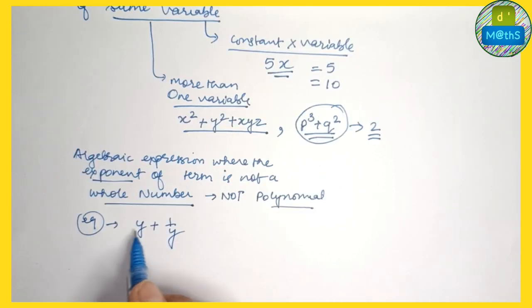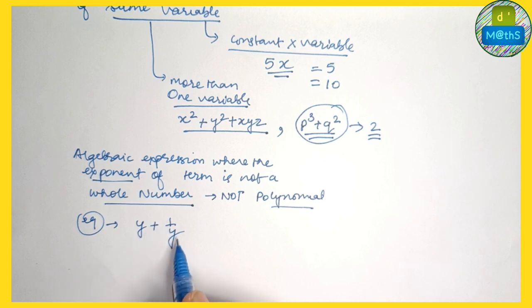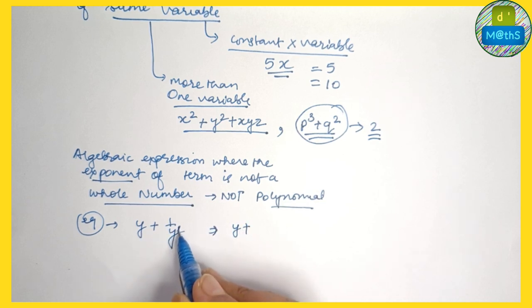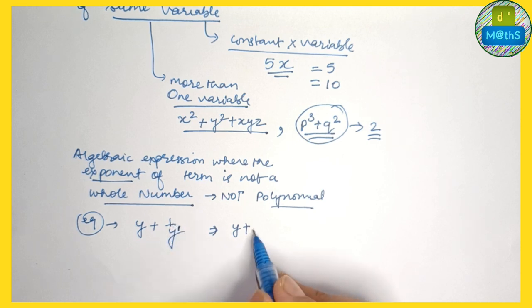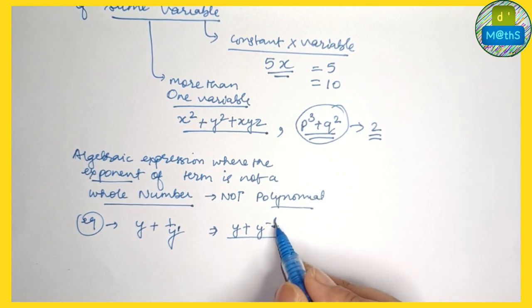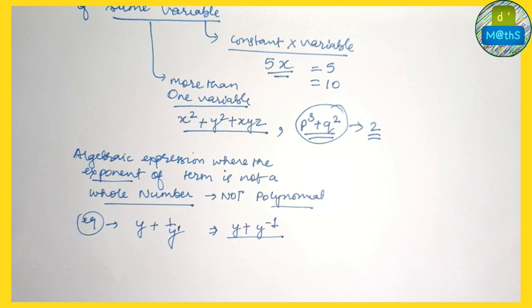Are you able to see the equation? For example, y plus 1 upon y is not a polynomial. Why? See friends, here you can consider 1 upon y. Y to the power 1 is y only. So suppose this equation is given, y plus 1 upon y. Here y to the power 1 is given. When this denominator comes to the numerator, its power becomes minus 1. So this is not a polynomial. Why not? Because here y to the power minus 1 is given, and minus 1 is not a whole number. It is an integer but not a whole number. That is why y plus 1 upon y will not be a polynomial.